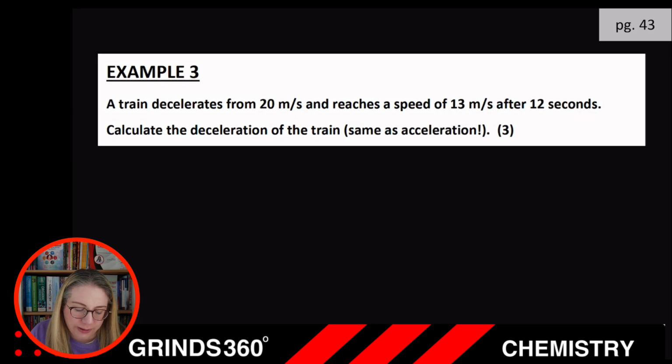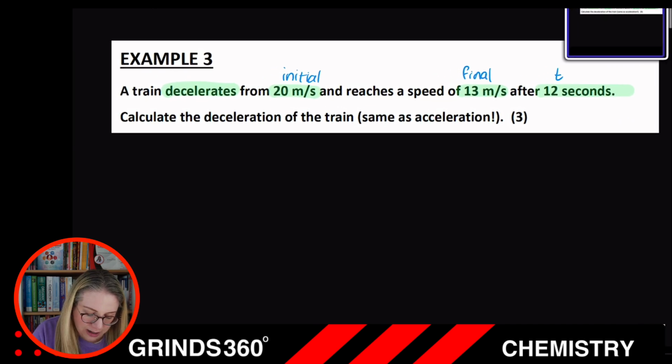But in the next one, this is deceleration, so we're slowing down. And in this case, we're not going to get a positive number, but we're not going to panic. So let's write it in. A train decelerates from 20 meters per second. So that is my initial speed. That's what it was at the start. And reaches a speed of 13 meters per second after 12 seconds. So the 13 meters per second is the final, and the time is 12 seconds. Calculate the deceleration of the train.